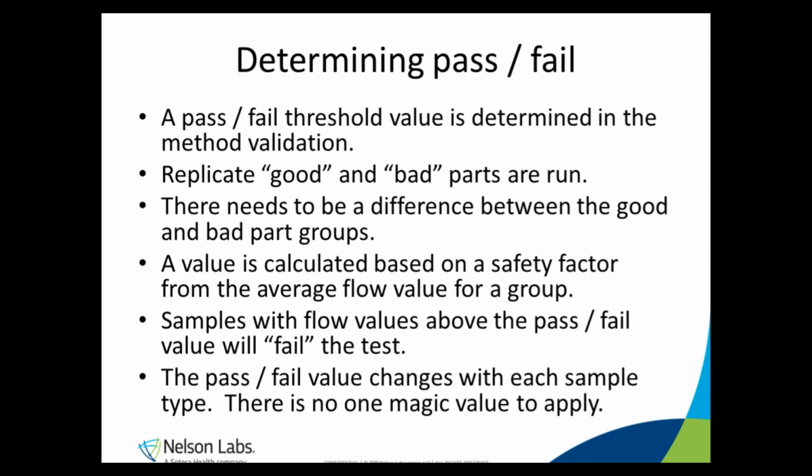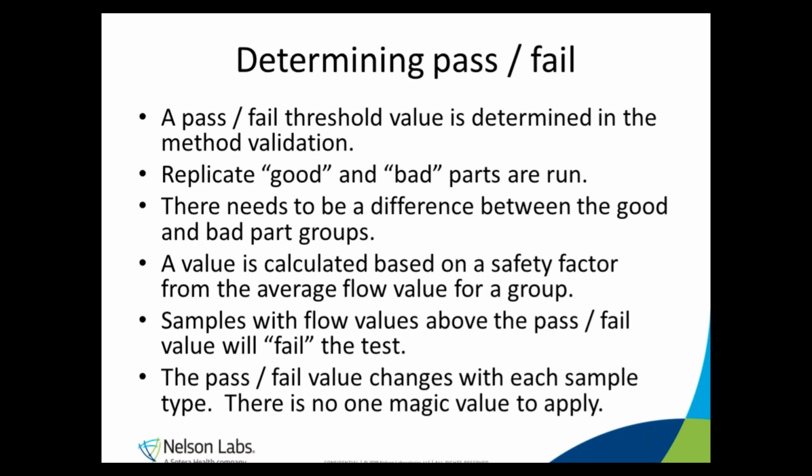For the validation, we'll need a set of non-leaking or good parts. And these good parts are tested with the method, and we get those final flow measurements. Then we test a corresponding set of known defect parts, and we get those values. We usually get our defect parts by running the good part samples with the CLO on to simulate a defect of a known size. Then we take these 2 sets, the good parts and the bad parts.